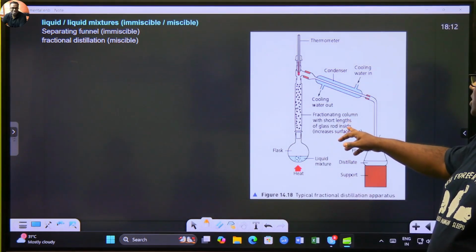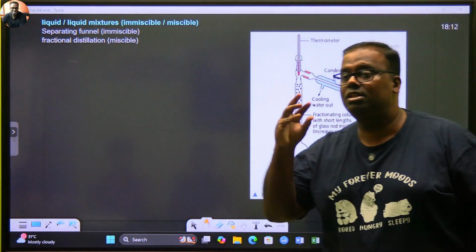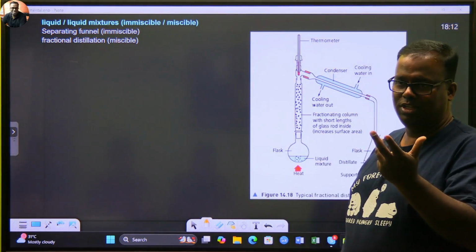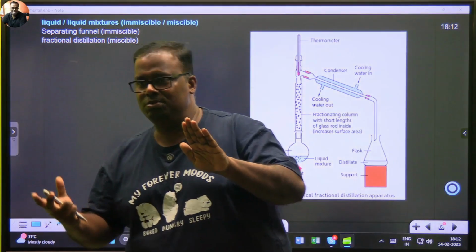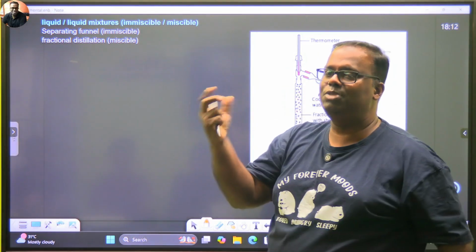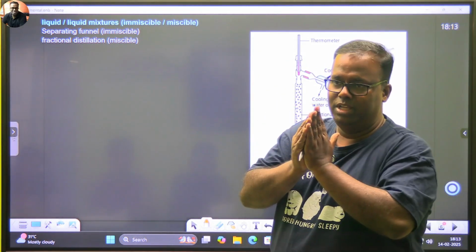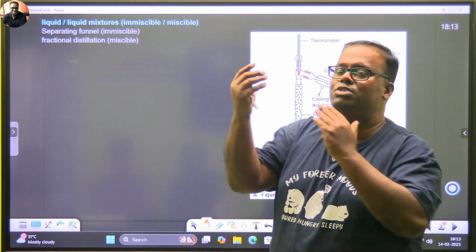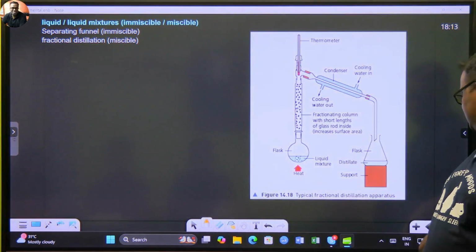The fractionating column has short lengths of glass rod inside to increase the surface area. Surface area matters because a reaction will proceed faster when there is more surface area. Take a chip of wood and a block of wood. Which one burns faster? The chip burns faster because it has more surface area compared to the block. For a reaction to go fast, the collisions have to happen quickly. That you will read later in chemical kinetics. So we have to increase the surface area, and glass rods are given, which increase the surface area.